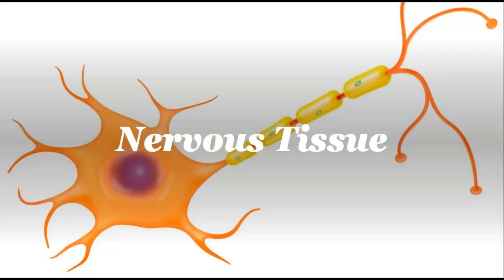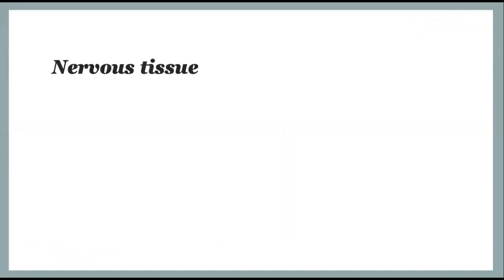Okay, everyone, welcome back. In this lecture, we're going to finish up Chapter 4. We're going to go over Section 4.5 on nervous tissue and 4.6 on tissue injury and aging. So let's start with nervous tissue.